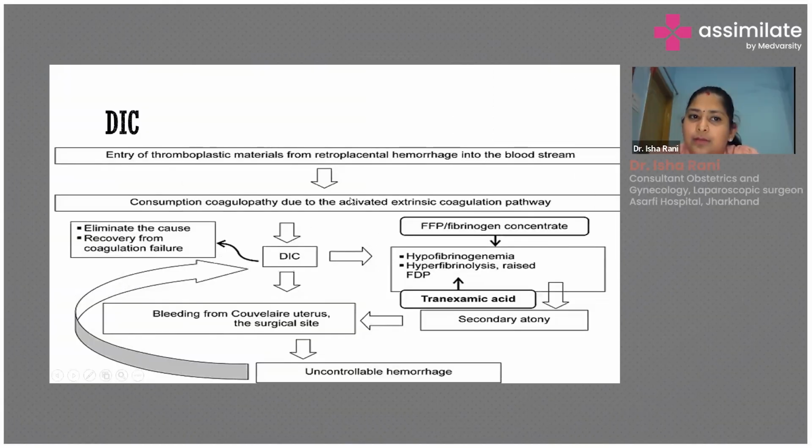There is thromboplastic material entering into the maternal circulation. It causes consumption coagulopathy, which activates the extrinsic coagulation pathway. So there is reduction in the fibrinogen level. There is hyperfibrinolysis and raised FDP. In this condition, tranexamic acid helps.